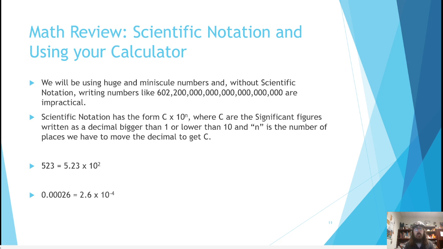Because when we multiply by a factor of 10, we are just moving the decimal either to the left or to the right, depending on the power factor. So a positive power factor moves the decimal to the right. A negative power factor moves it to the left. So 523 is represented as 5.23 times 10 to the second.